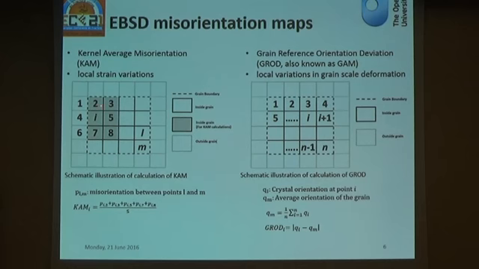In kernel-based methods, to find the kernel average misorientation at point I, it basically takes the average of all the elements, pixels around the kernel, and it excludes all the elements outside the grain boundaries. Similarly, for grain reference orientation deviation, first it takes the average misorientation within a grain, and it takes the difference between the average misorientation and each pixel, and the average of the entire grain gives the grain average misorientation.